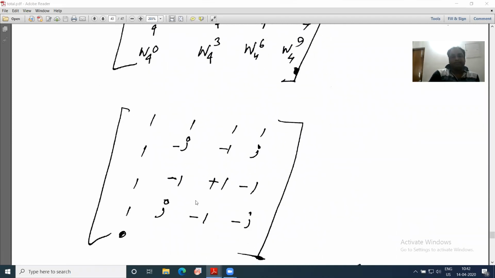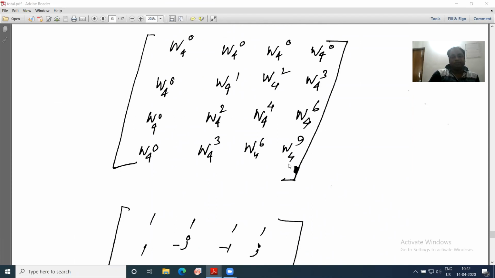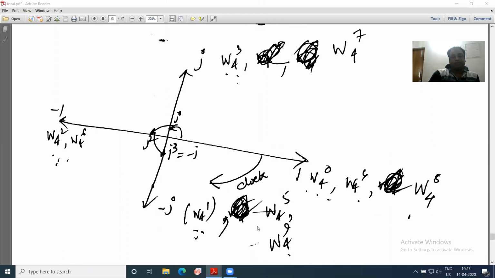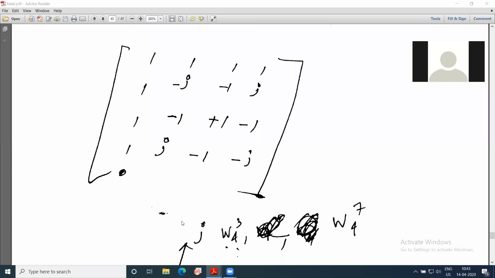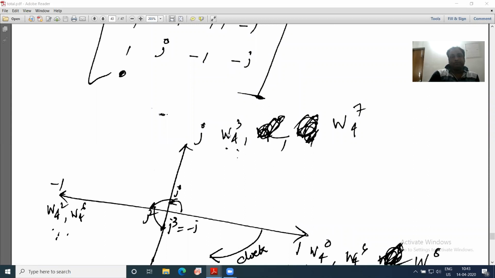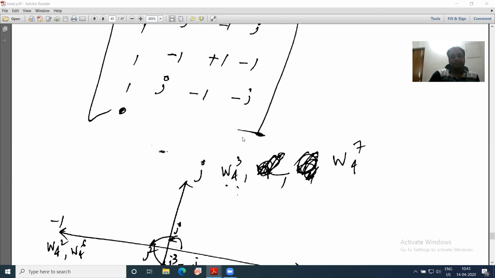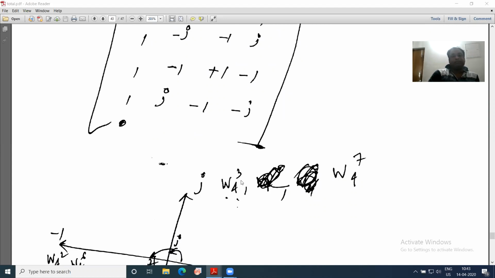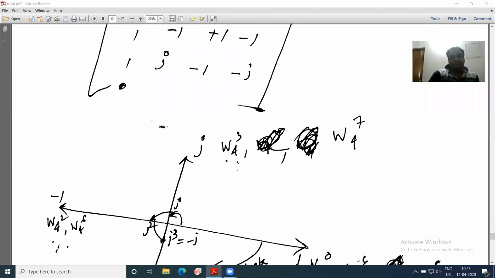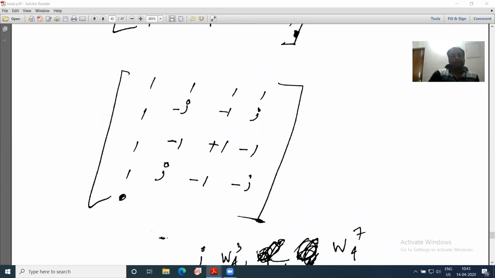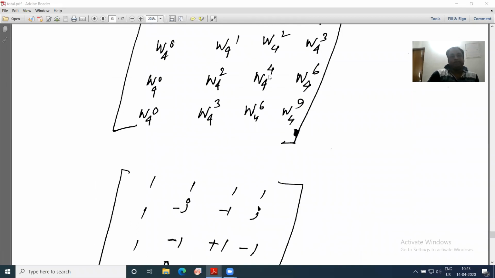Now look at here. This is your W4^1, 2, 3: minus j, minus 1, plus j. So W4^1 is minus j, W4^2 is minus 1, and W4^3 is plus j. Like that we have written. Then again we rotate clockwise. This is W4^4. What is W4^4? This is 1. This is your W4^4, which is 1.